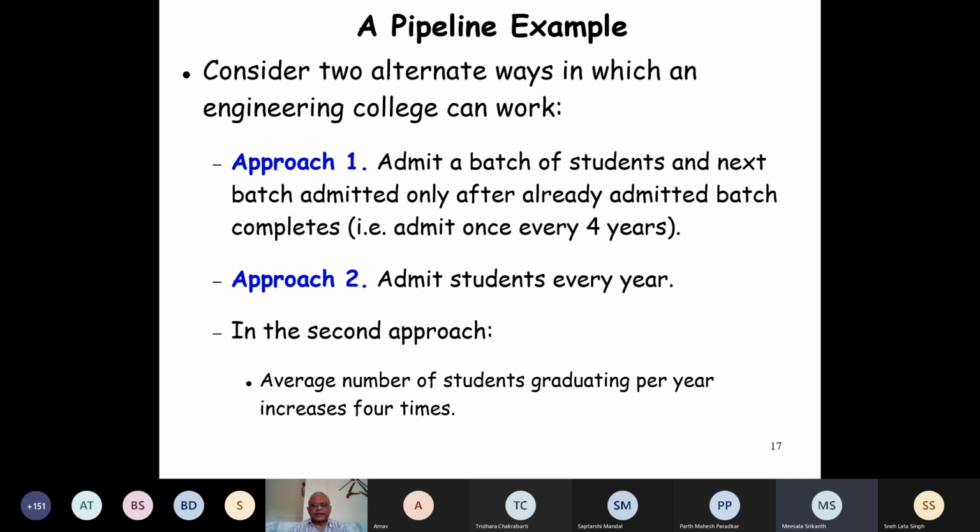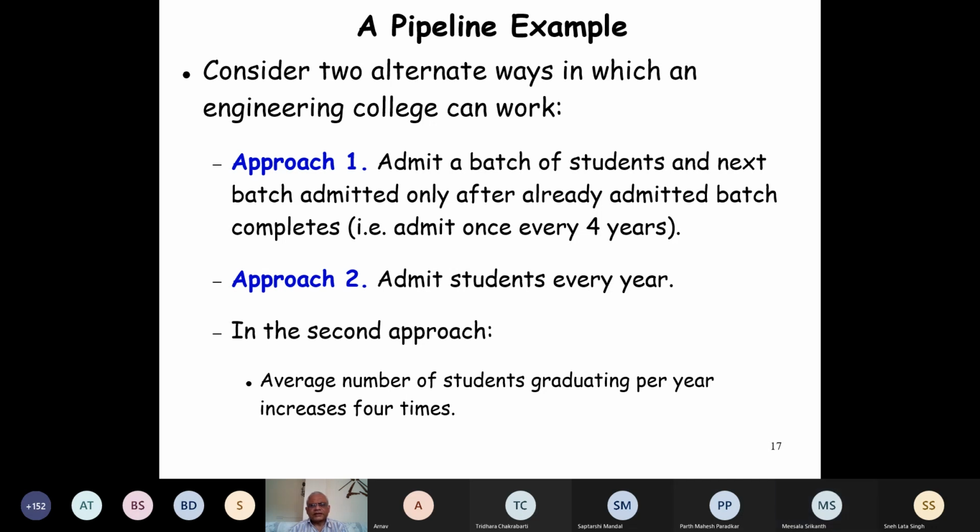Just to look at an everyday example, let's say there is a college which admits a batch of students. And this batch of students completes first year, second year, third year, fourth year. And then they admit the next batch of students. And if you ask them why they do that, they say, yeah, we have to first complete one batch of students. They have to study, use their labs and all classes, and then only we'll take the next batch. But nobody does that.